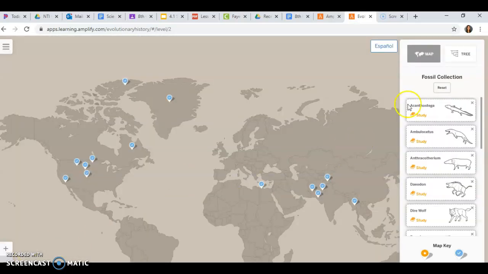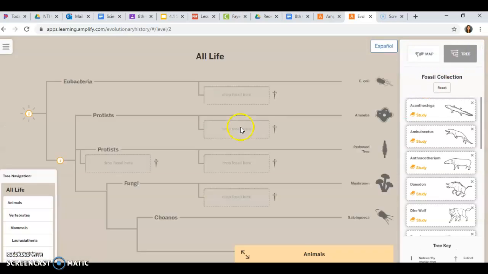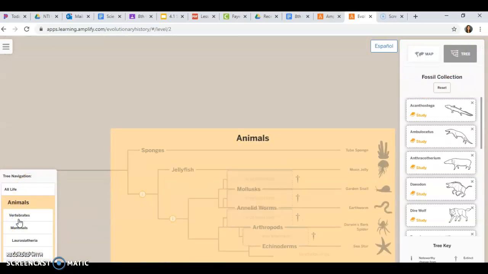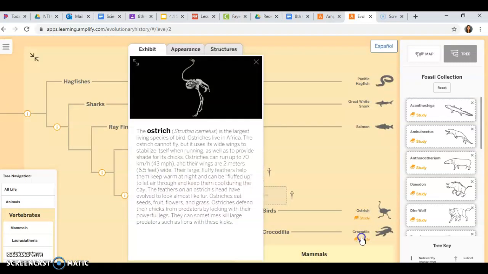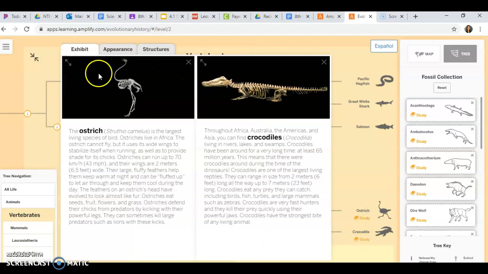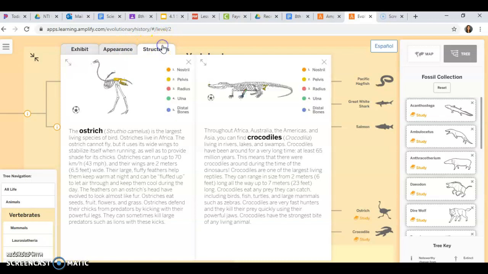and then when you get in here, go to the evolutionary tree, and you're going to want to click on vertebrae, and it will bring you down here, and you're going to see that you can click study for the ostrich and study for the crocodile. Remember, they give you 3 tabs, so you can see up here our appearance, our structures, and this is where you're going to really want to look closely. So remember, in the activity, you're picking 3 structures that they share. So I see pelvis, I see some distal bones, radius ulnus, nostril hole. You're going to pick 3 that they share, and then you're going to pick 2 to compare.